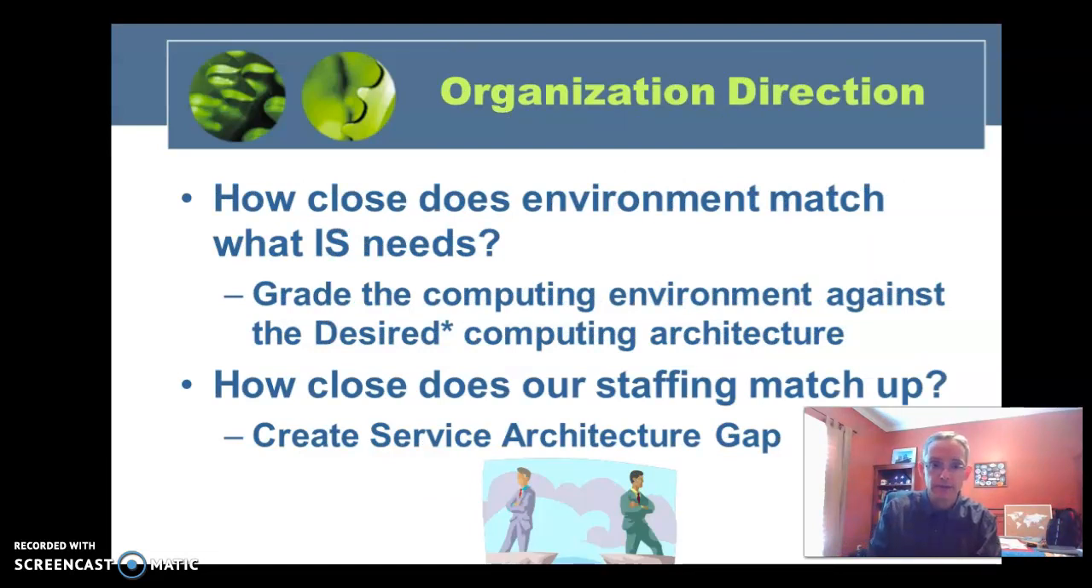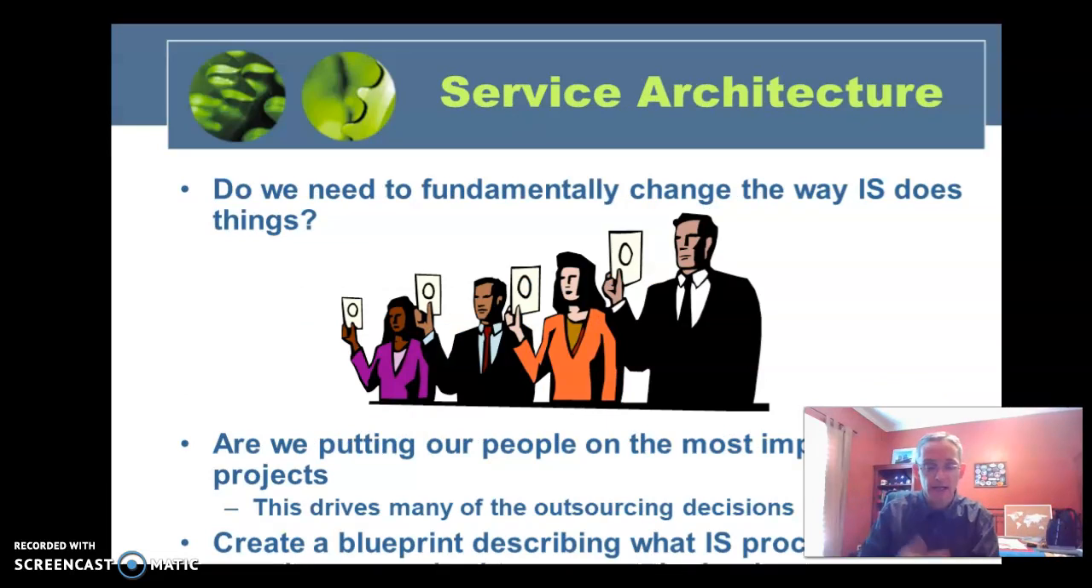Then finally, get into the organization. How close does the environment match what our IS needs are going to be in terms of the overall organization? Our computing environment, does it match up? How close does our staffing match up? Do we have a service architecture gap? Okay. Do we have too many people that can do help desk stuff and not enough people that can do customer support on different areas? Do we have the right technology expertise in-house to actually provide those unique solutions that we're going to need?